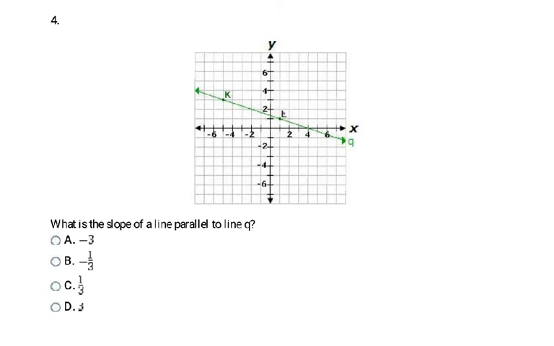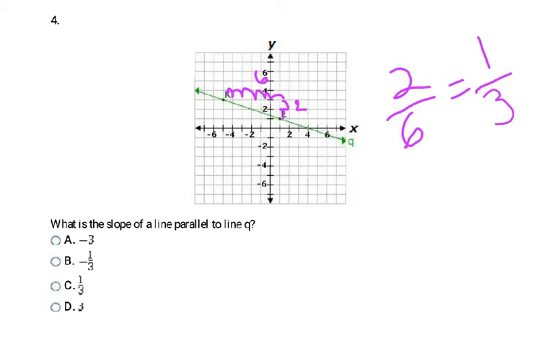So I'm going to rise up 1, 2, and then I'm going to run 1, 2, 3, 4, 5, 6. So my rise over run is 2 over 6. Now I can simplify that fraction. They're both even, so 2 divided by 2 is 1, 6 divided by 2 is 3.